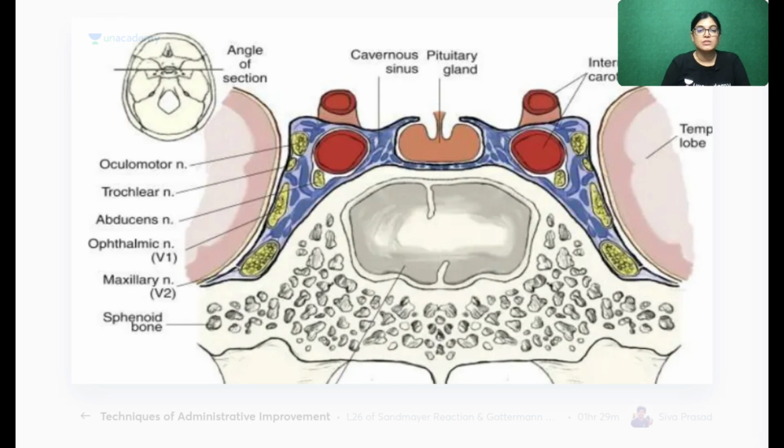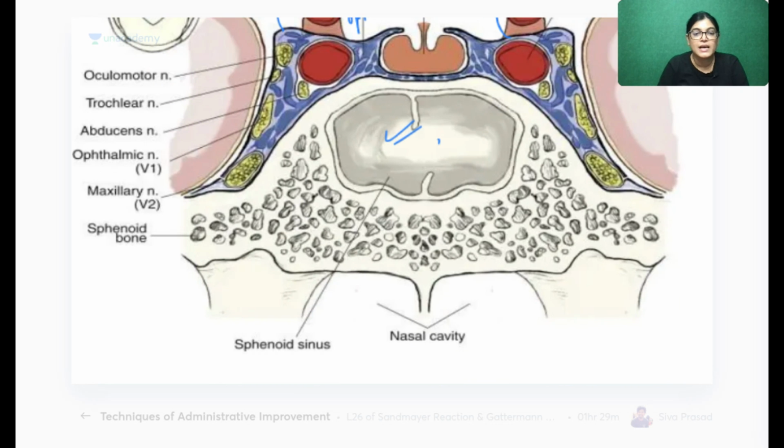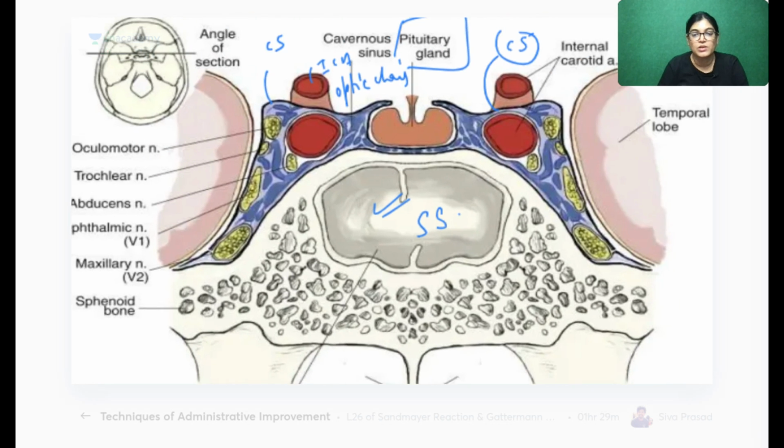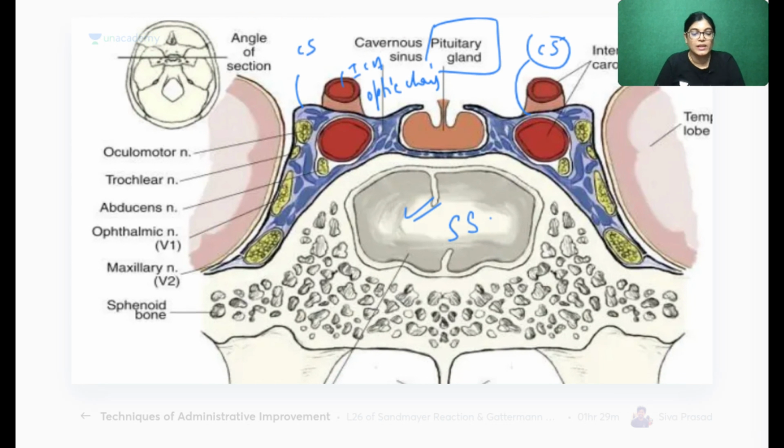In this diagram, can you see this whole outline of blue area? What is this? This is the cavernous sinus which is lying on either side. If I talk about the relations, superiorly it is having the internal carotid artery, and close to it will lie the optic chiasma. Medially is the pituitary gland and this is the sphenoidal air sinus, SS for sphenoidal air sinus.